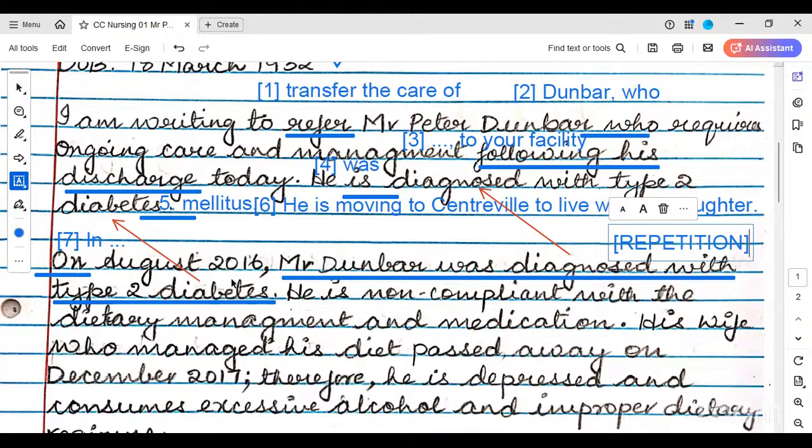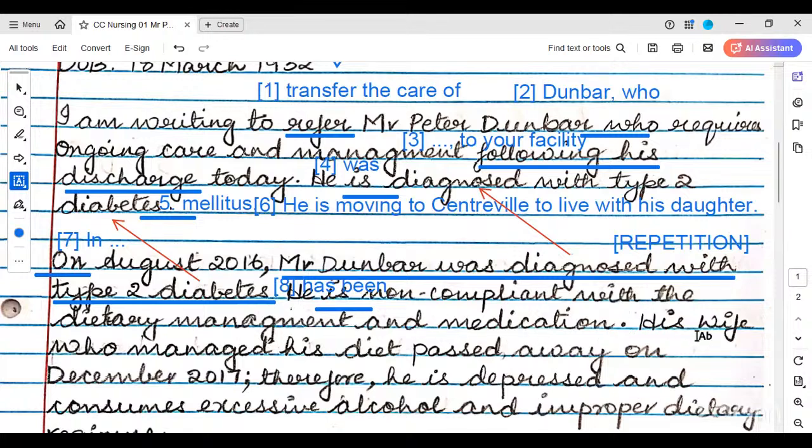Next one. So this is number 7 and number 8. He is non-compliant with the dietary management. He is. Is it only now? For quite some time. So you have to say he has been. This is point number 8. You have to say has been, not he is. Remember that. So he has been non-compliant with the dietary management and medication regimen.